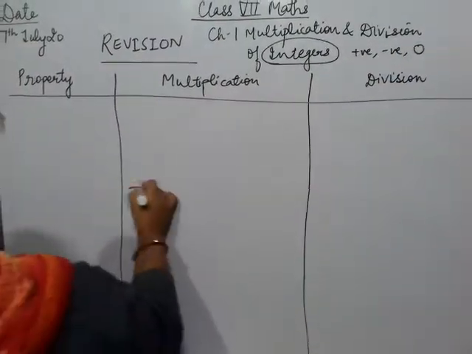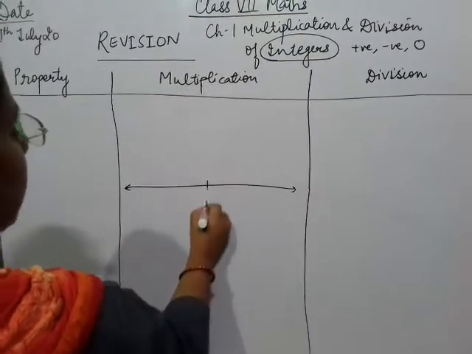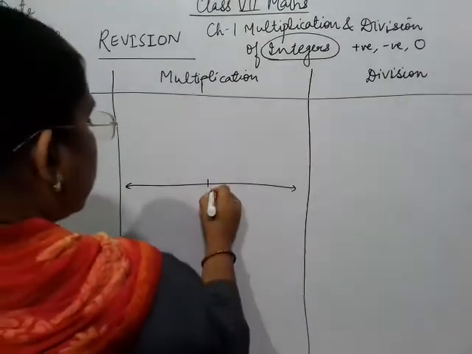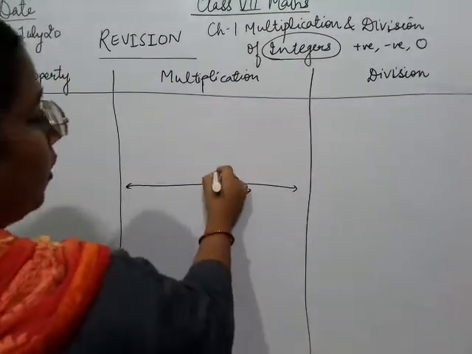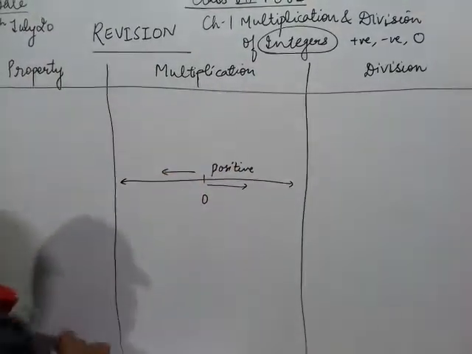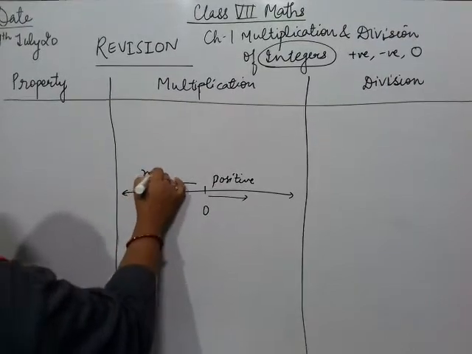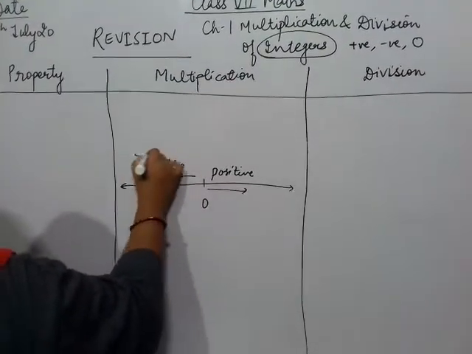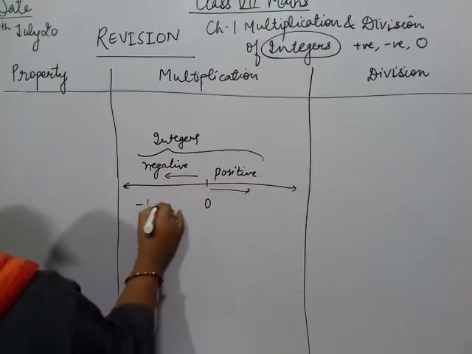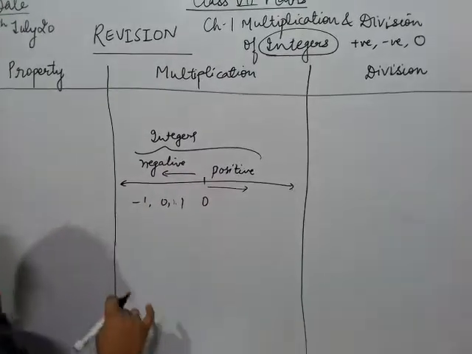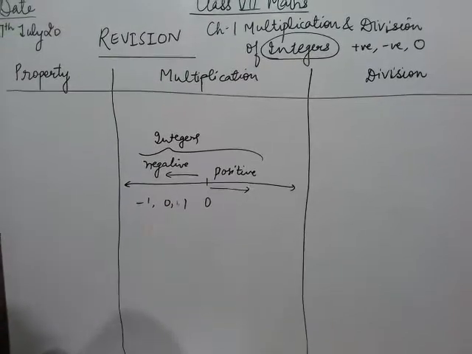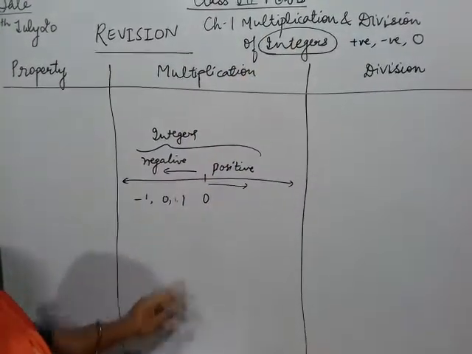Like for example, on a number line, if I say this is a number line, now 0 marks the center of the number line. Now the numbers to the right of this 0 are positive numbers and the numbers to the left of the 0 are negative numbers. Together these all make integers. So I can say -1, 0 or 1, all are integers. So in this chapter we will study about the multiplication and division of these integers.